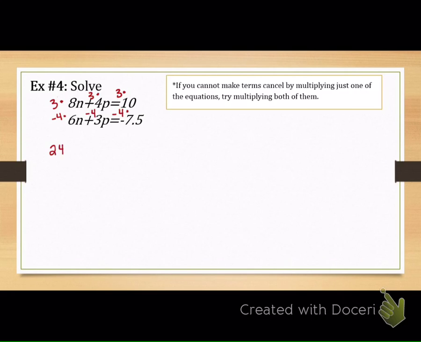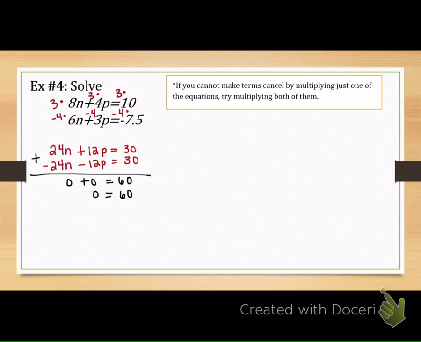So I get 24n plus 12p equals 30. Then I get -24n minus 12p equals +30, right? Negative and a negative is a positive. So, now that I have opposites, I can add them together. So I get 0 plus 0 equals 60. Does 0 equal 60? So what is my answer then? No solution.